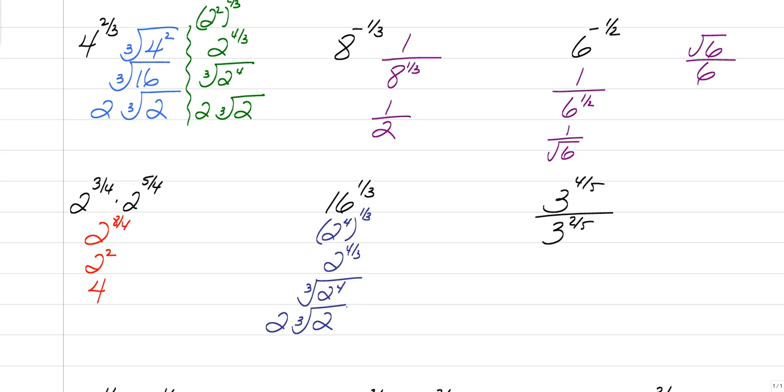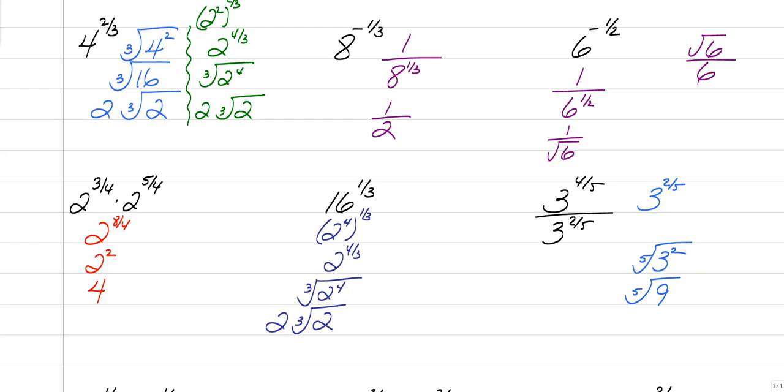Now, like I said, you could have just taken the cube root of 16 if you wanted to and broken it down with a factor tree. It's really up to you. When you divide, you subtract. So 4/5 minus 2/5 is going to give you 3 to the 2/5 power. And that's going to give you the 5th root of 3 squared. And that cannot be simplified, so you just have the 5th root of 9.